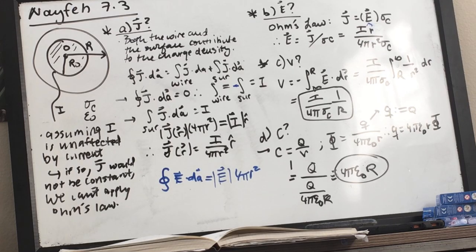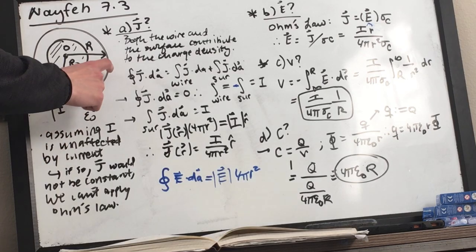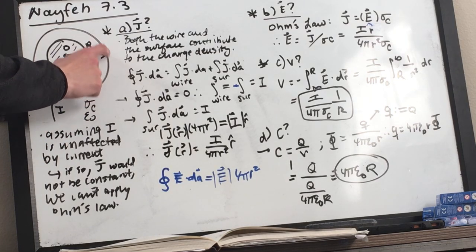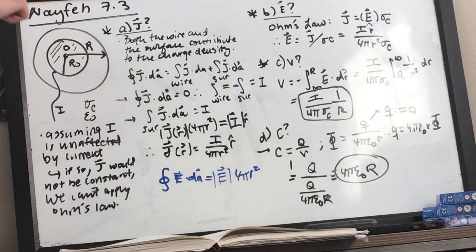We can use these substitutions here, and also assuming that we take our Gaussian surface to be at this radius, we would change our lowercase r, just being some generic radius, to our actual fixed radius of R, where we set our Gaussian surface, and then we just divide our total charge Q by 4 pi epsilon naught R, and then we just get 4 pi epsilon naught R as our capacitance.